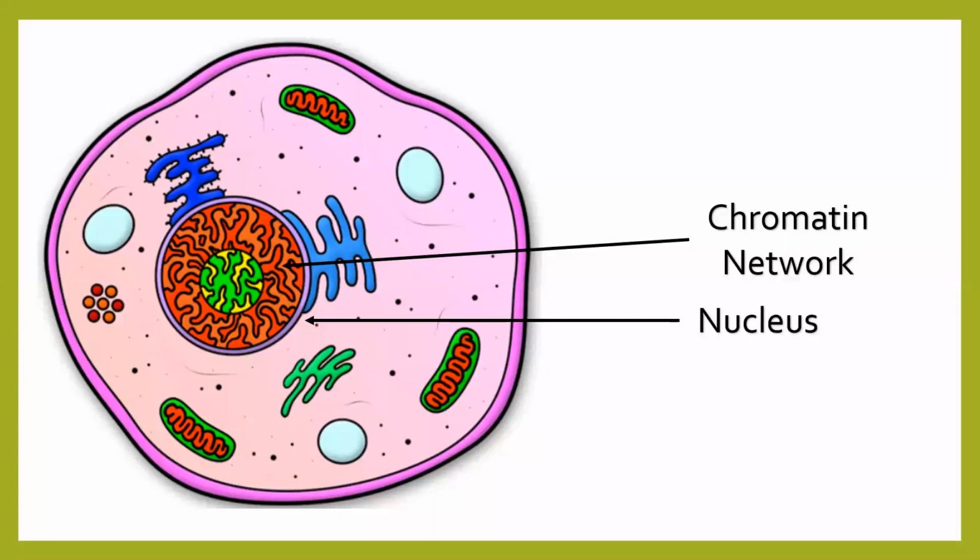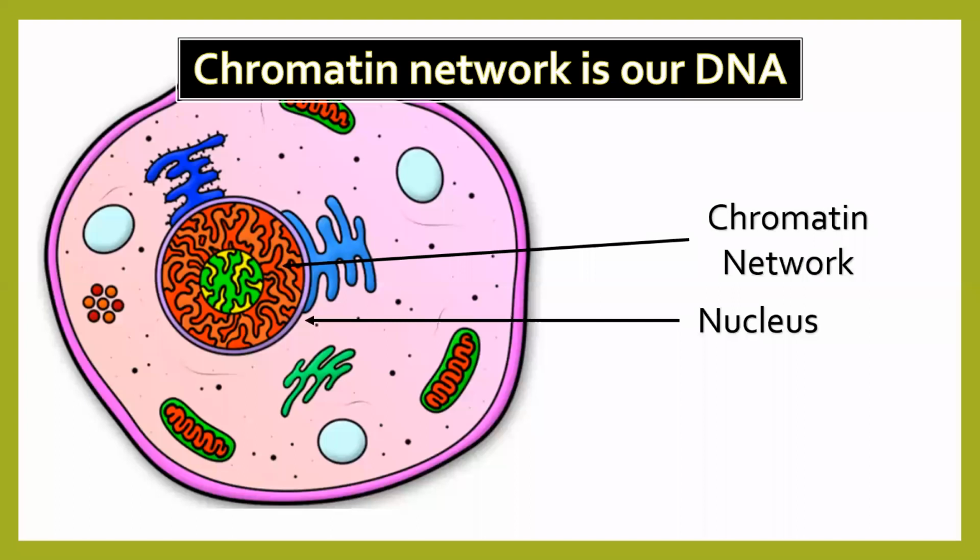Is it done? Okay. Now focus on the chromatin network. Do you remember that I had said whenever the cell is at rest, at that time, this tangled thread-like material will be referred to as chromatin network? Correct? Now there is one more twist which you need to remember. This thread is nothing but our DNA. So chromatin network is nothing but our DNA.